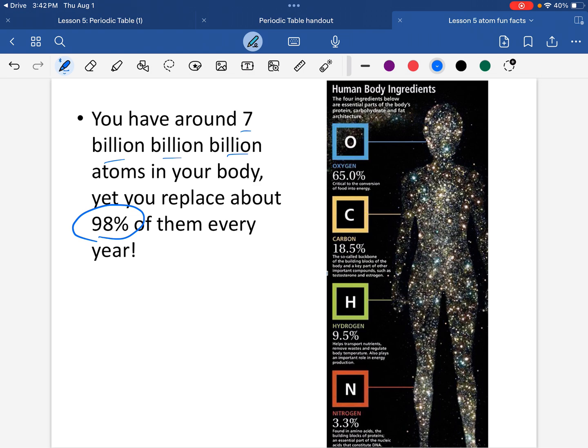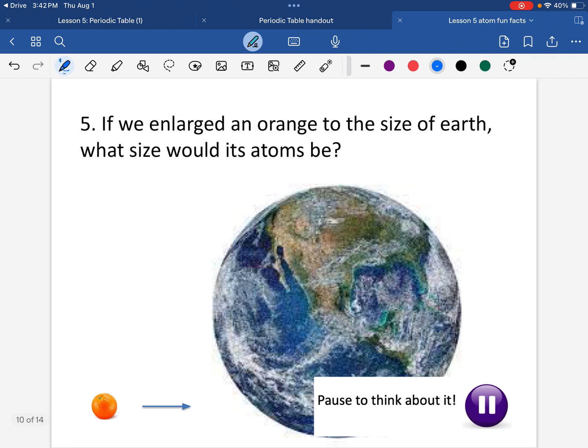Crazy. And here's a breakdown of the frequency of atoms in our body. 65% of the atoms in our body are oxygen, 18.5% are carbon, 9.5% are hydrogen, 3.3% are nitrogen, and then there's some more that are little trace elements. But we're changing those out all the time through our eating and breathing and urinating and all of breathing out, all of that.